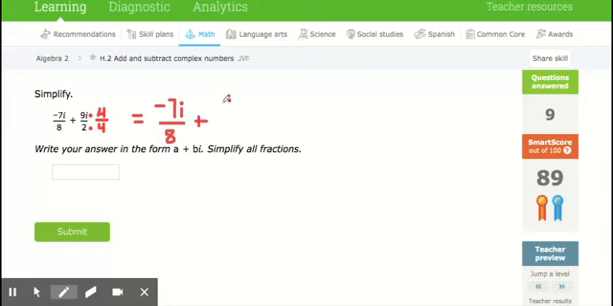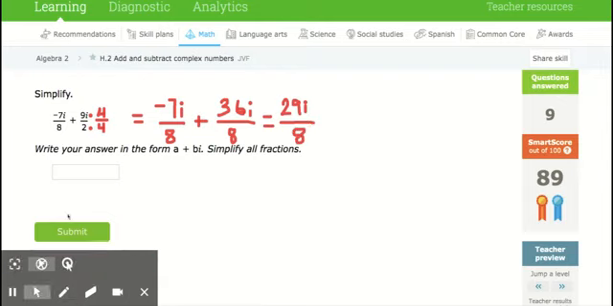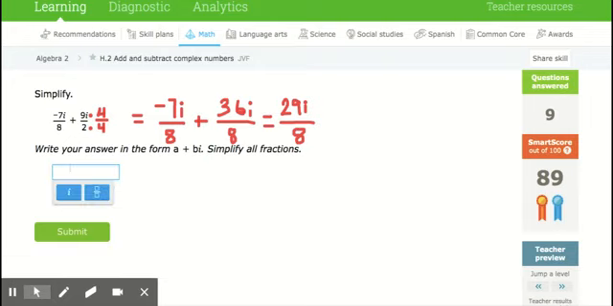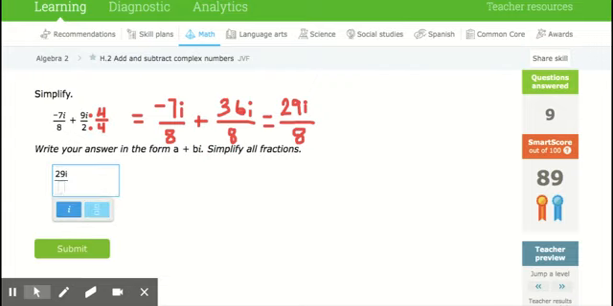plus 36i, that's the 4 times 9, divided by 8. Negative 7 plus 36 will give us positive 29i. And then don't forget, this is just telling us how big the pieces are, what we're dividing by. Still dividing by 8. The denominator does not change. So this would be a positive 29i divided by 8.